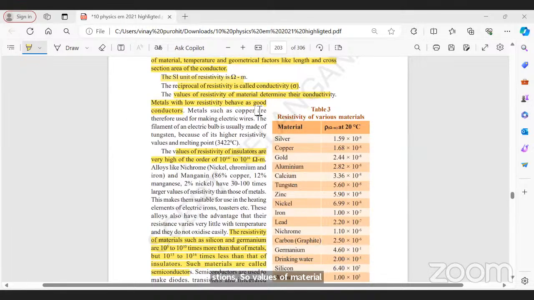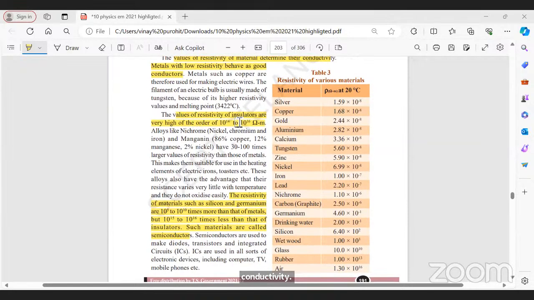Metals with low resistivity behave as good conductors. Values of resistivity of insulators are very high, of order of 10 to the power of 14 to 10 to the power of 16 ohm meter.